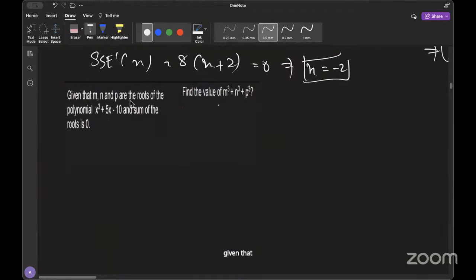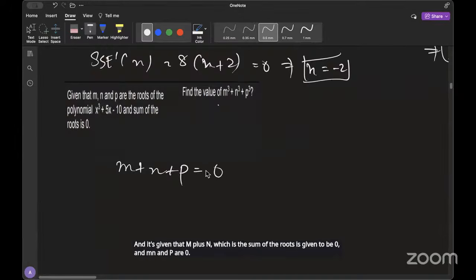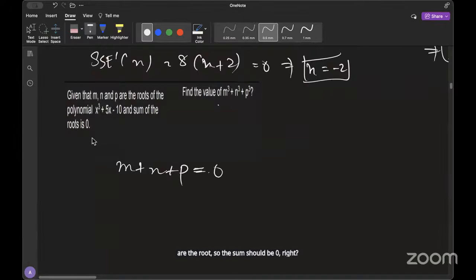Given that m, n, and p are the roots of this polynomial, and it's given that the sum of the roots is 0, so m plus n plus p should be 0, right? And what else is given to you? It's given that m, n, and p are roots of this equation. That means m, n, and p satisfy this equation, right?